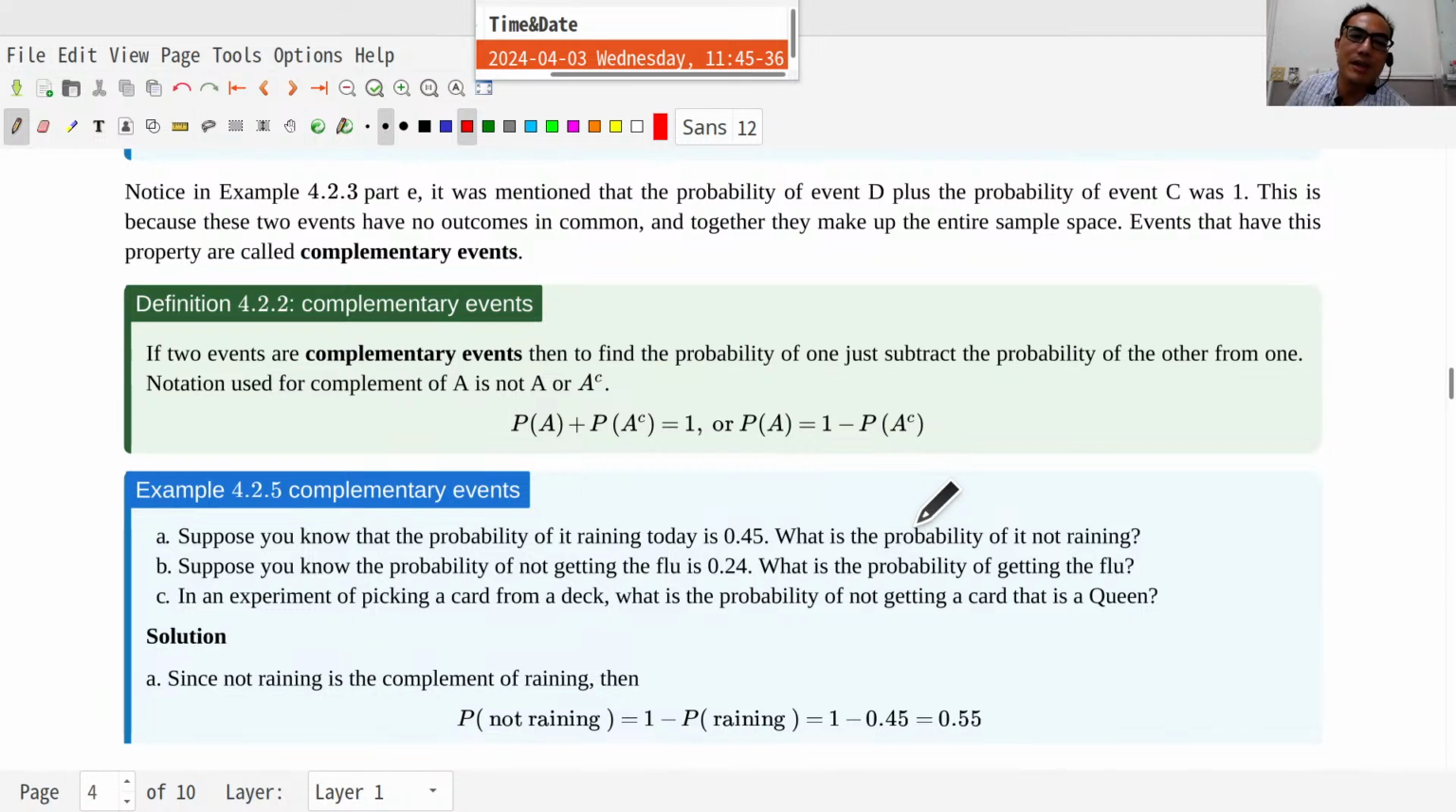4.2.2 Complementary events. If two events are complementary, then to find the probability of one, just subtract the probability of the other from 1. The notation used for the complement of A is not A, or A^c. The probability is 1 minus the probability of A, so P(A^c) = 1 - P(A).